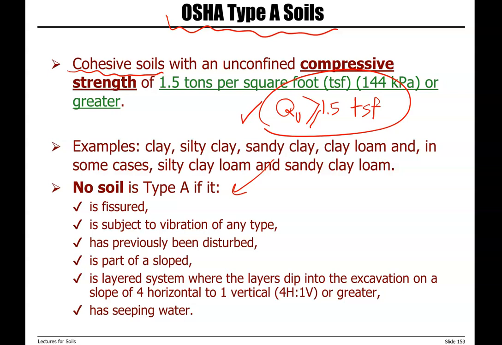No soil is Type A if it's fissured, subject to the vibration of any type, has previously been disturbed, is part of a slope, is a layered system where the layers dip into the excavation on a slope of 4:1, or has seeping water. So first we need to check this one, then we need to check this.